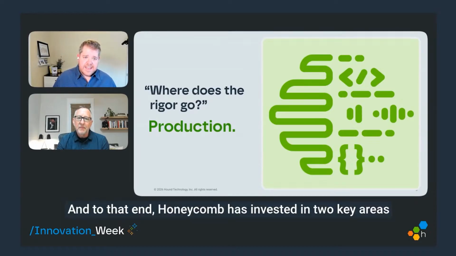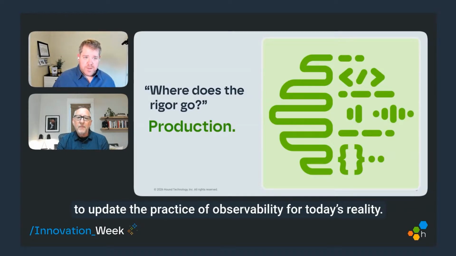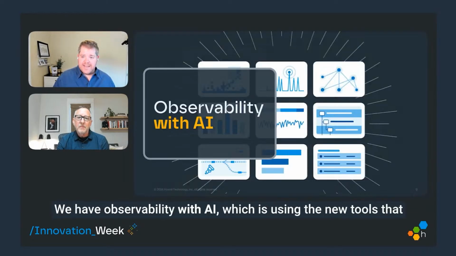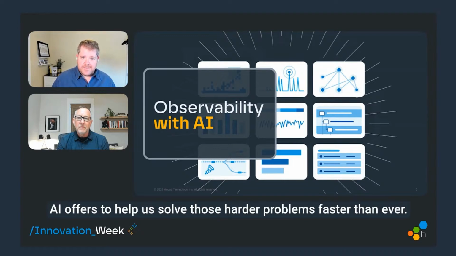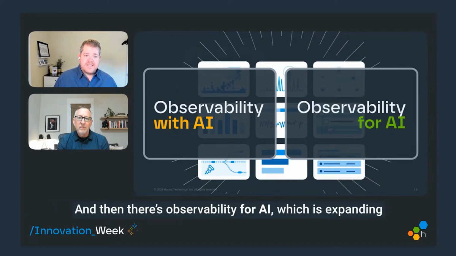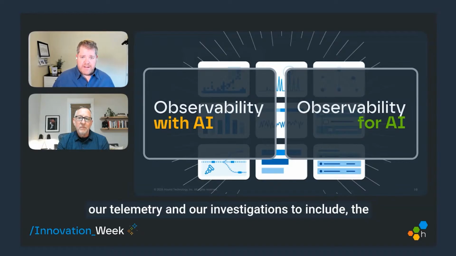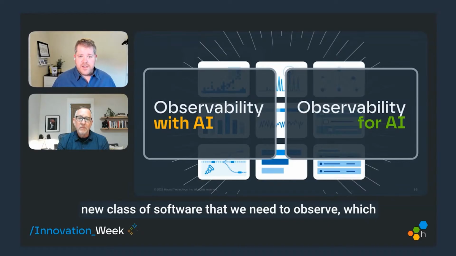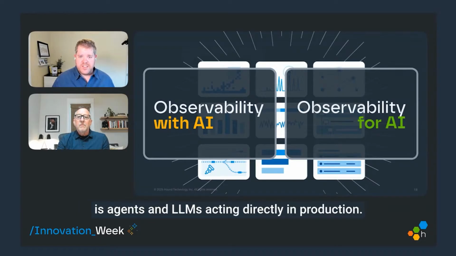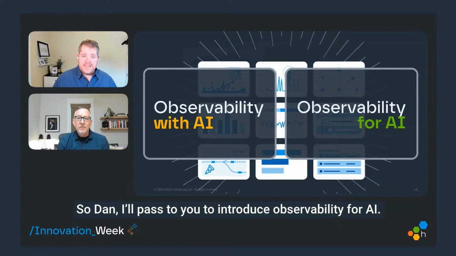And to that end, Honeycomb has invested in two key areas to update the practice of observability for today's reality. We have observability with AI, which is using the new tools that AI offers to help us solve those harder problems faster than ever. And then there's observability for AI, which is expanding our telemetry and our investigations to include the new class of software that we need to observe, which is agents and LLMs acting directly in production. So Dan, I'll pass to you to introduce observability for AI.